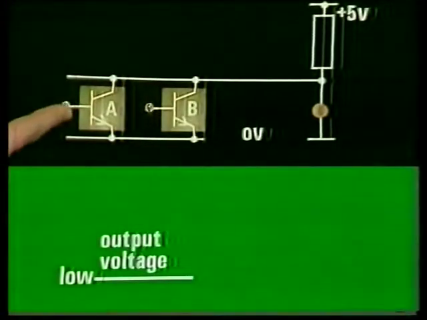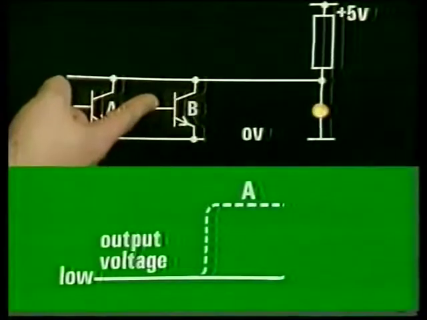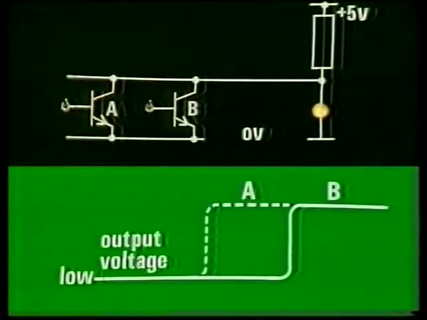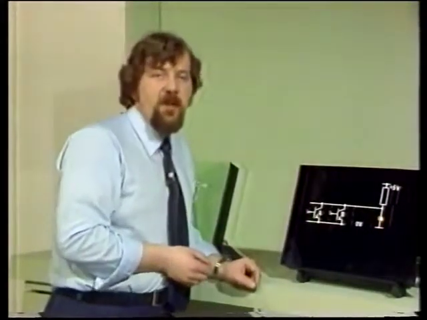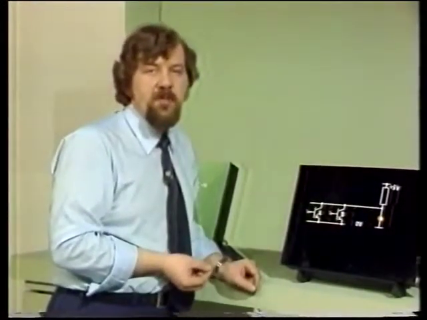If I switch A off, that tries to release the line to go high, and that's what the dotted line shows. But because B's still on, it holds the line low. It's only when A and B go off that the line finally goes high. Well, that's the open collector driver. I've only shown it here for 2 transistors, but the process generalizes for any number of outputs. That is, they all have to be off before the line can go high.